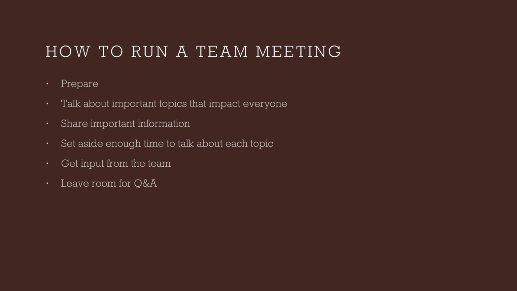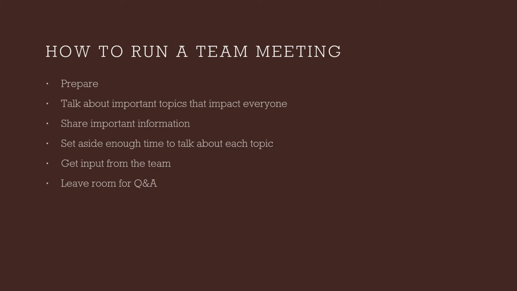So then we get to how to run a team meeting so that these communication blockers or issues don't happen. The first thing you need to do is prepare for your meeting. Have the topics that you want to talk about. Have a set time that you want to talk. Stuff like that. And then, during the meeting, talk about important topics that impact everyone so that you keep everyone engaged and listening to what needs to be said and what needs to happen.